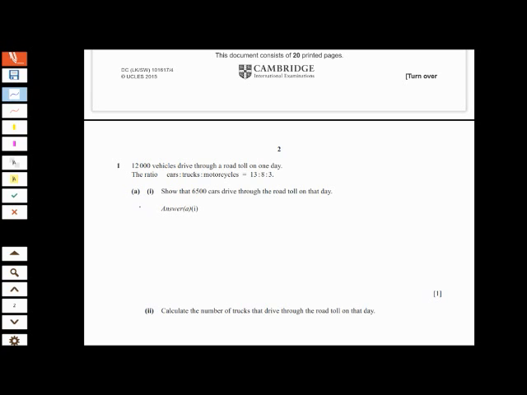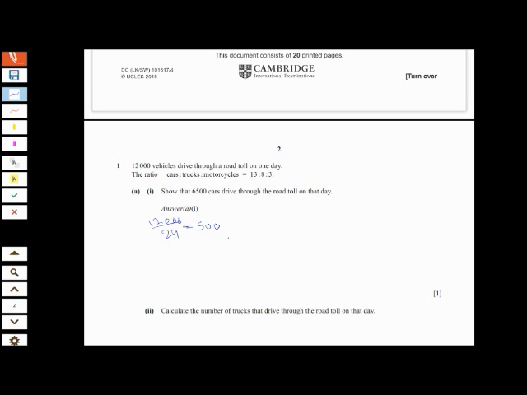Alright. Easy. What you're going to do is divide 12,000 by the total number of the ratio here, which, if you add all these three numbers, is 24. So divide by 24 and you'll get 500. So 500 is the value of 1.